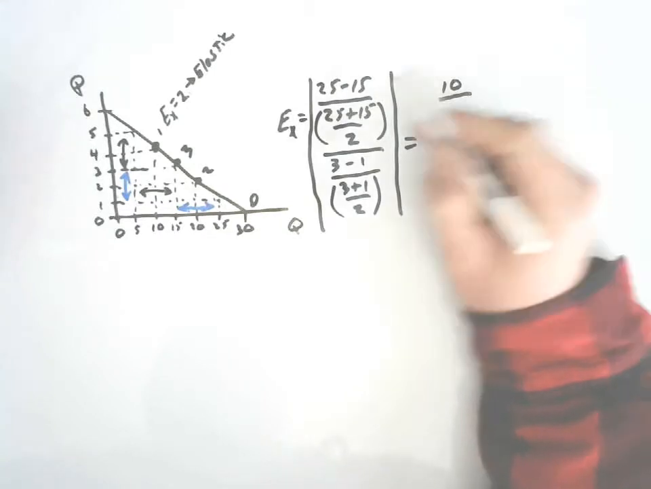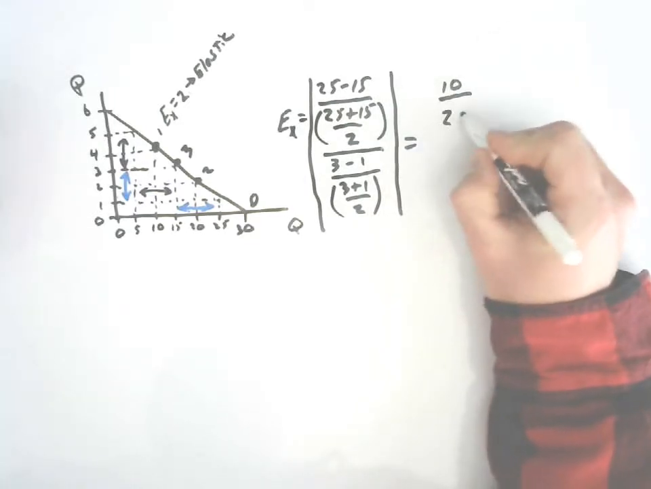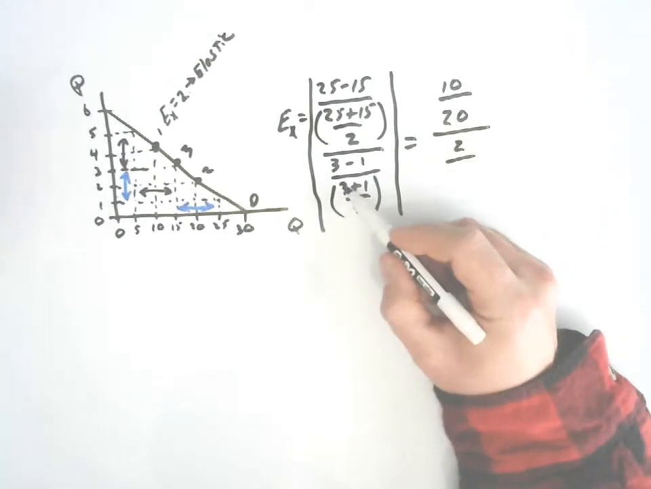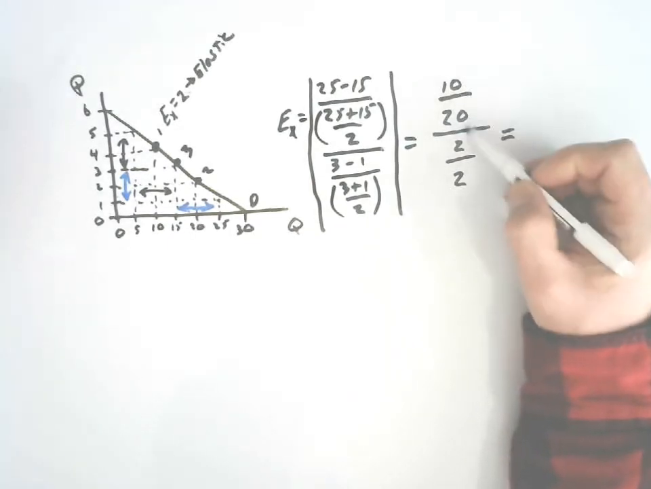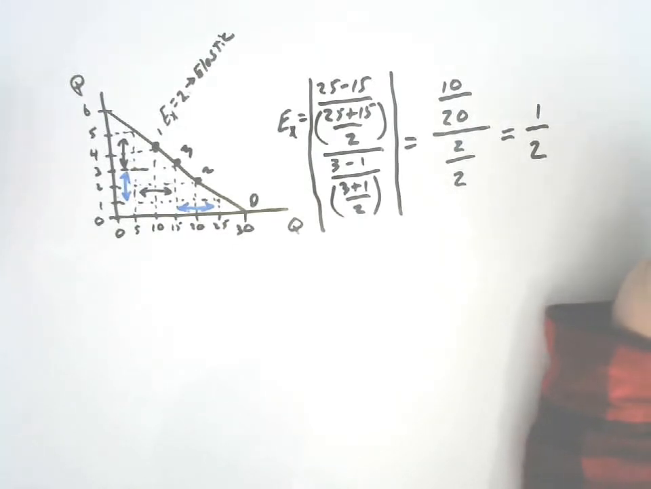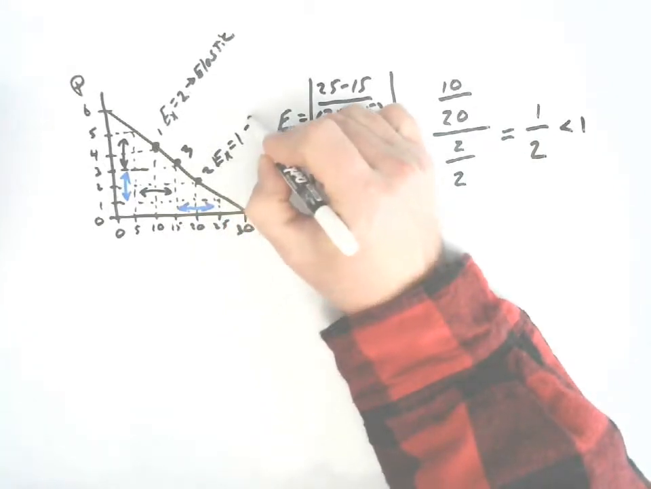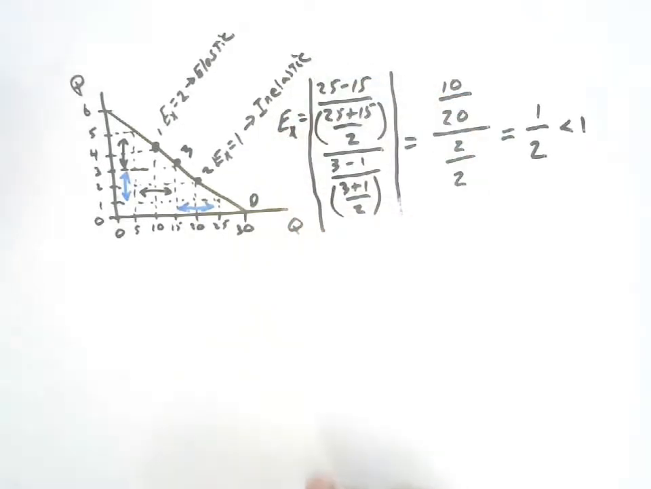What does this equal? This equals 10. 25 minus 15 is 10, divided by 40 divided by 2, which is 20. And that is over 3 minus 1, which is 2, divided by 3 plus 1, which is 4, divided by 2, which is 2. And of course, this equals 1/2 over 1, which equals 1/2. And this is less than 1, of course. So we go back to the previous video. We see that we call this inelastic demand. So this elasticity value is equal to 1/2, which implies inelastic demand.